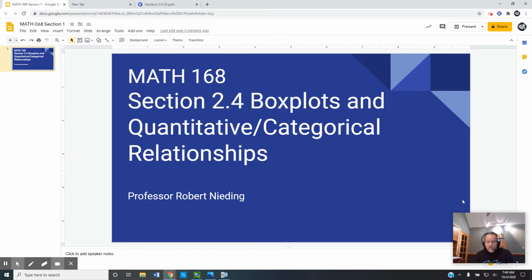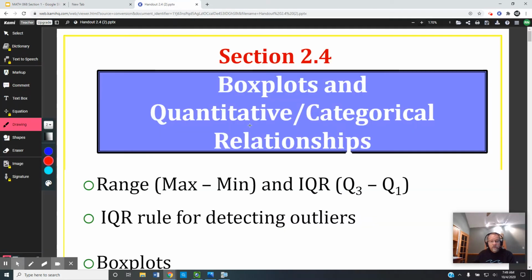This is section 2.4, Boxplots and Quantitative Categorical Reasoning. Use boxplots when we have one quantitative and one categorical relationship. Again, you want your calculators, as you will probably for pretty much all sections from this point forward. So let's take a look at what we have this morning. This is a fairly short section, but just because it's short doesn't mean it's not relevant, and it is important to you.